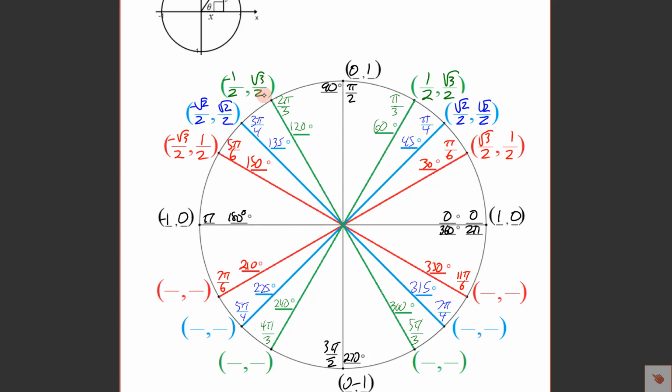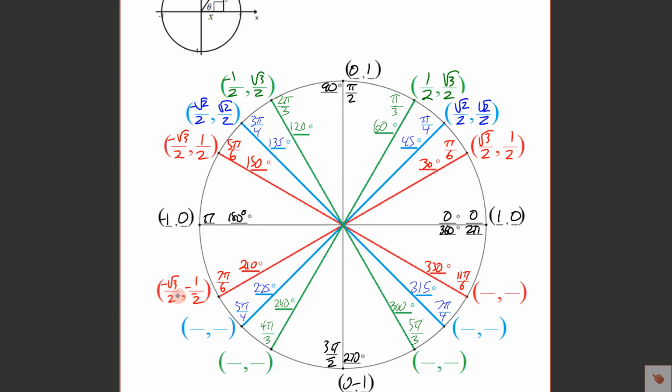Everybody good there? Okay, what's going to happen if I take this and I swing this down here? They're both going to be negative. So this is going to be negative radical 3 over 2, comma, negative 1/2. Would you pause for just 1 second right here? Everybody pause, look up here.